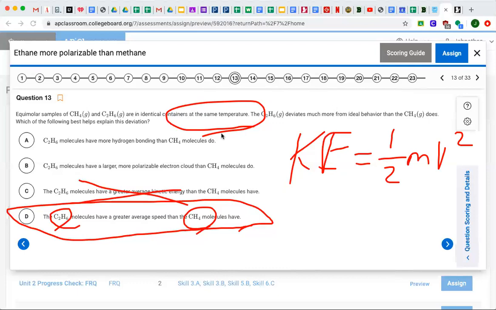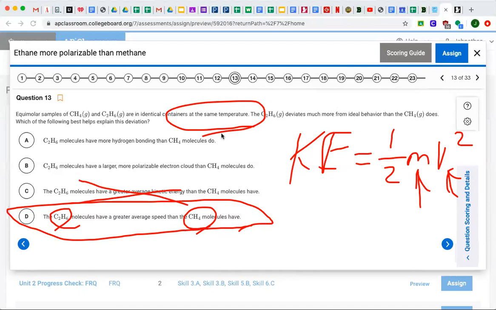So which one's got faster moving particles? The bigger one or the smaller one? The bigger one? No, because if you're bigger, you've got a bigger mass term, that means your velocity term has to be smaller to compensate for the fact that your mass term is bigger.